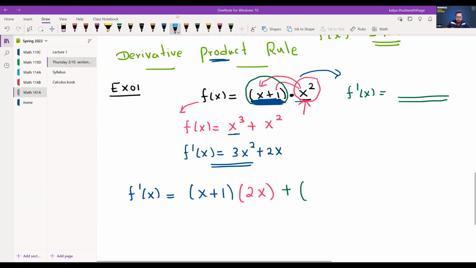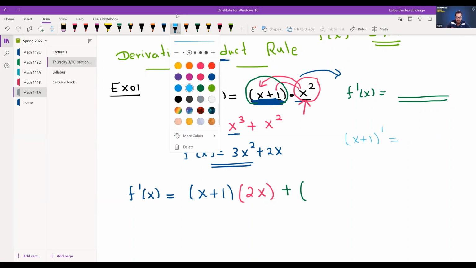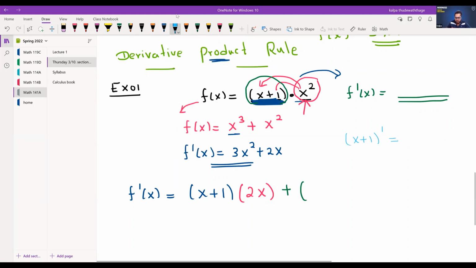If you take the derivative of x plus 1, what will you get? What is the derivative of x plus 1? Can anyone tell me? I can just write x plus 1 dash. What is the derivative of x? Just 1, right? What is the derivative of 1? 0. Yeah, so the derivative of x plus 1 is what? 1. Agree?